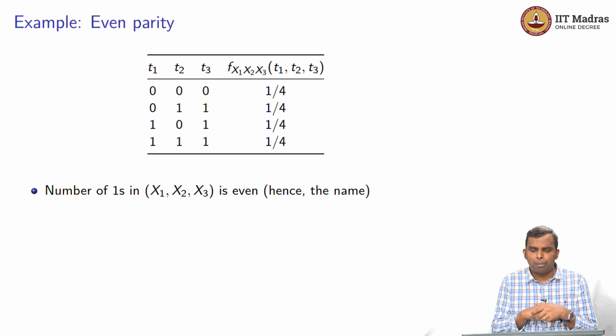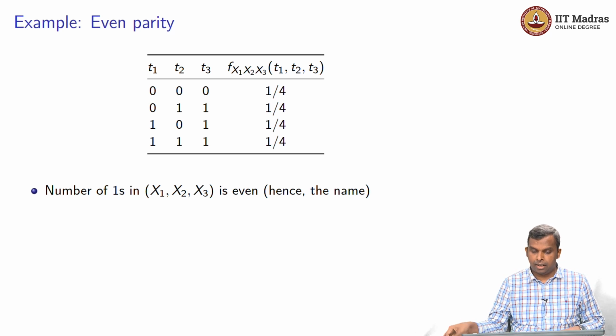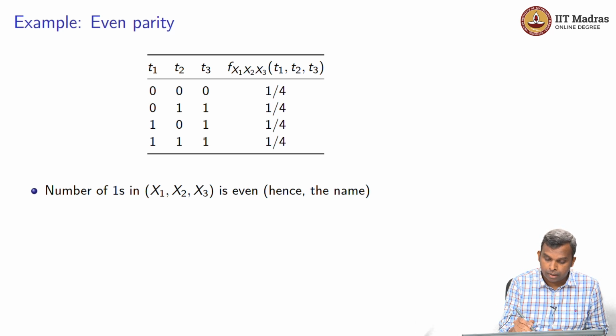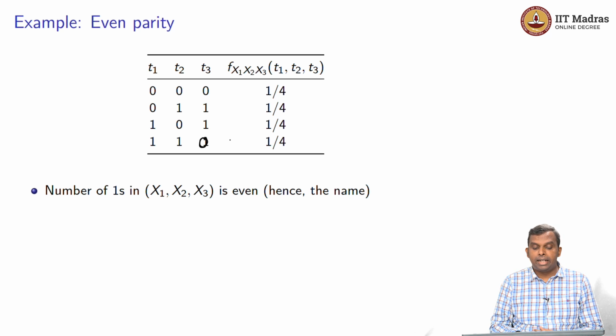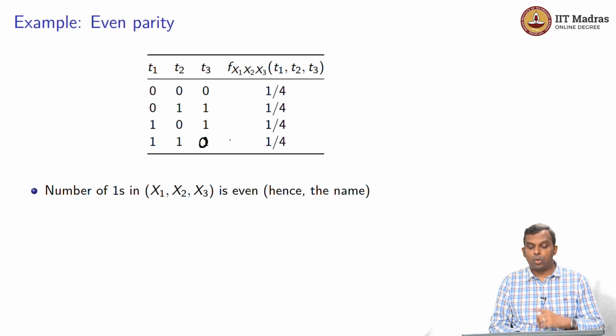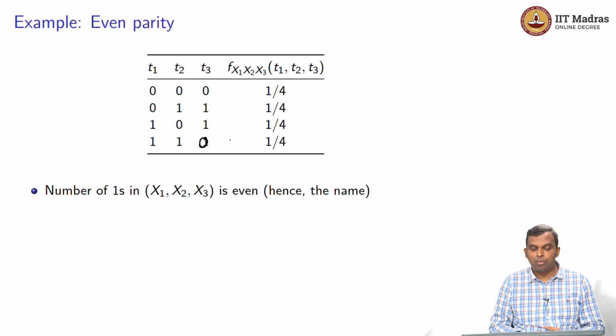Here's another example which I'm going to call even parity. So here is a joint PMF for you. f of X1, X2, X3: (X1, X2, X3) take 4 possible values together: 0,0,0; 0,1,1; 1,0,1; and 1,1,0. Okay, so there's a mistake here. This has got to be even parity, so this is 1,1,0. I've made a mistake here. The reason why it's called even parity is in every case the number of ones in X1, X2, X3 is even. This is just a name for the thing.